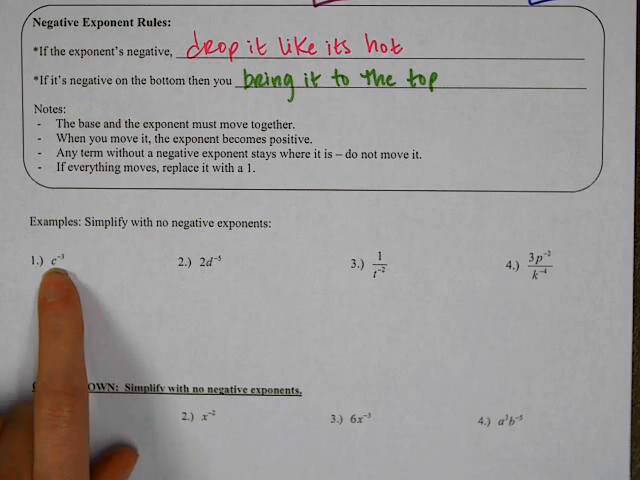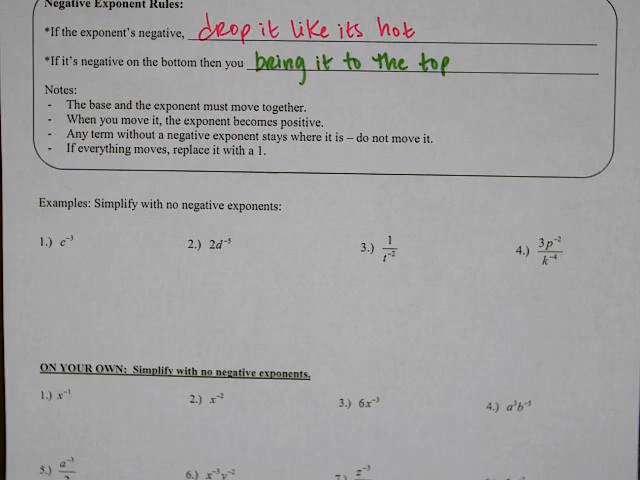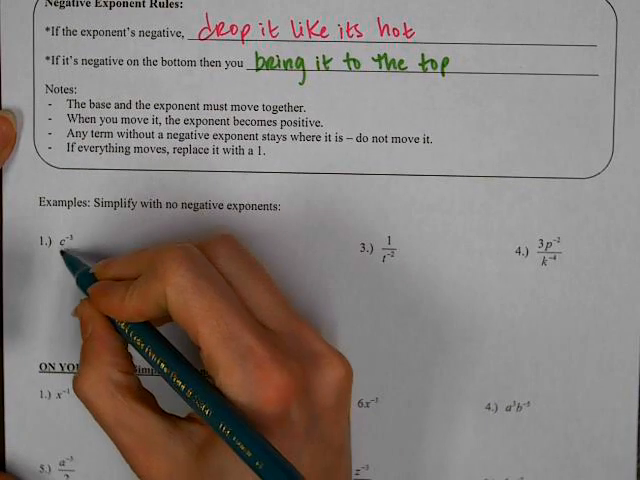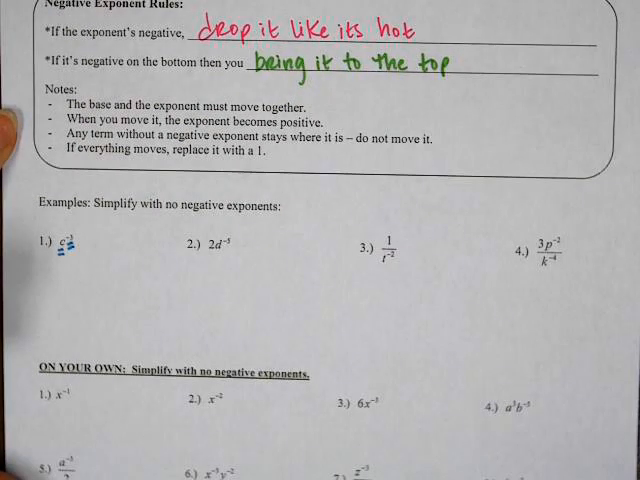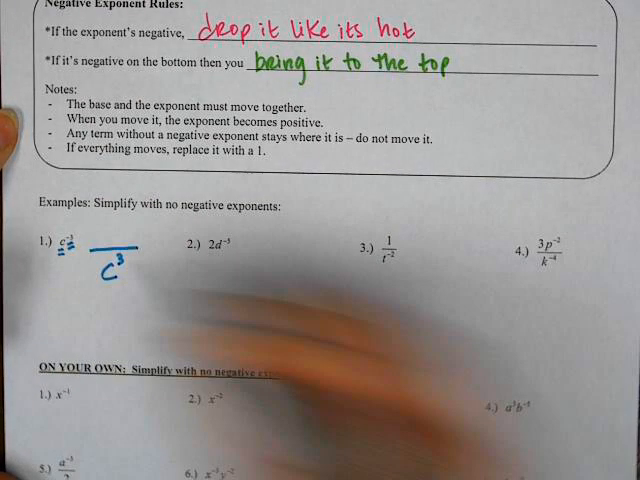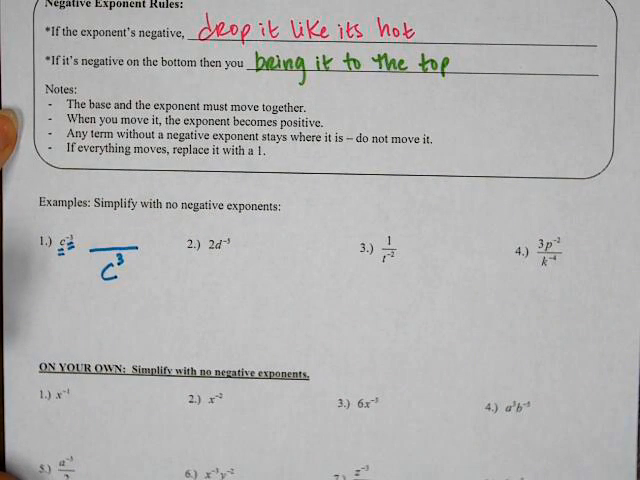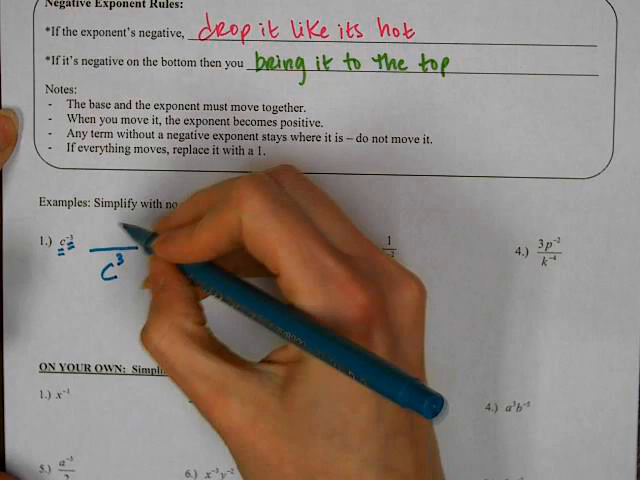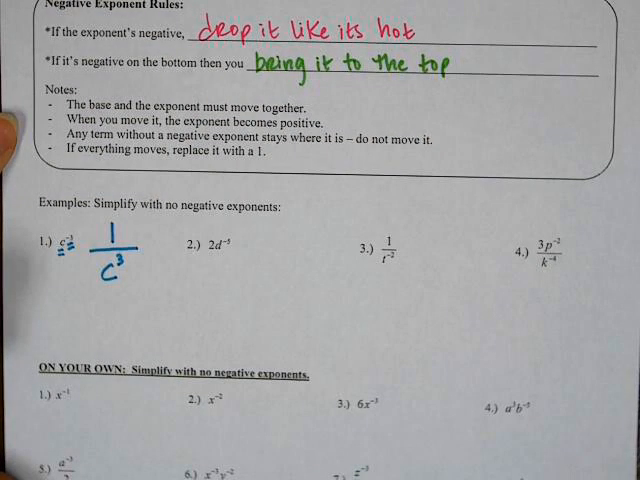So number 1, if your exponent's negative, drop it like it's hot. And the base and the power need to travel together. So they are now in the denominator. And since they both moved, you need to replace it with a 1.